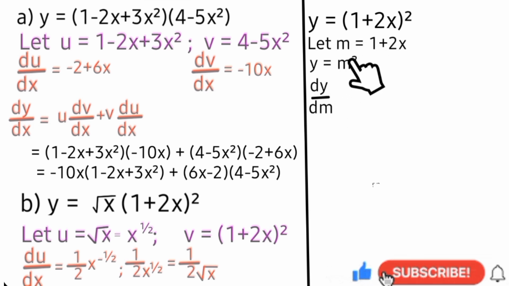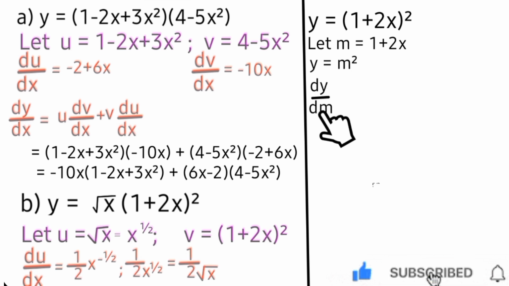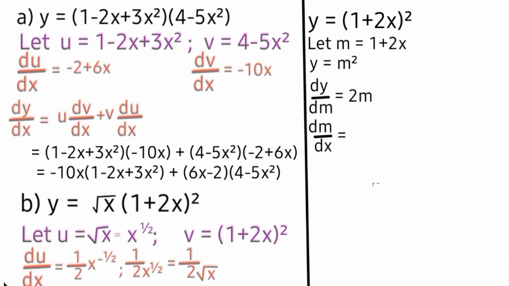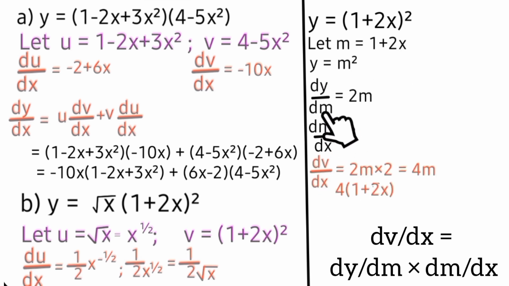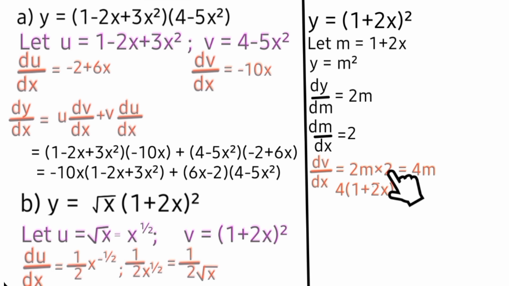So differentiating this, we have that dy by dm will be equal to 2m. Differentiating this, we have dm by dx. Remember, we'll have to neglect the constant and focus on 2x. The differentiation of 2x is 2. And dv by dx will be dy by dm, which is 2m multiplied by dm by dx, which is 2. And so 2m times 2 gives 4m. The value of m here is 1 plus 2x. dv by dx is 4 times 1 plus 2x.